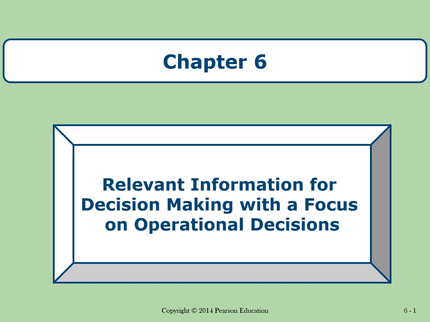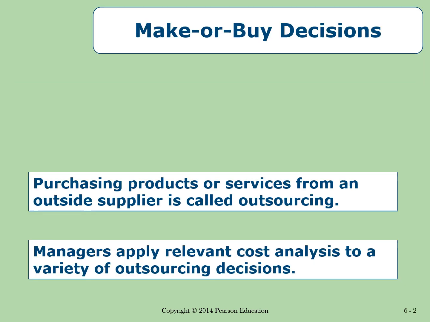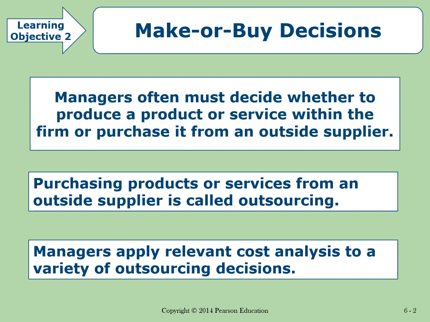Dear students, to complete the topic of decision making, we are now to start with chapter 6, which is related to relevant information for decision making with a focus on operational decisions. The first type of decisions we are going to speak about is make or buy.